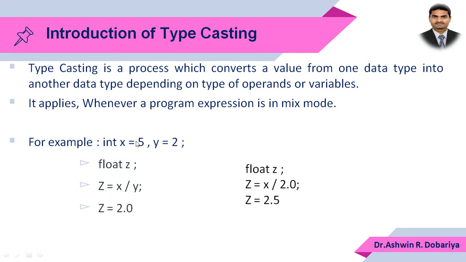Now x value is 5 upon 2. So as per mathematics, we know what the output is: 2.5, right? 2.5. But actually here x is an integer, y is also an integer. So if you perform arithmetic operations on integer operands, if all operands are integers, then the output will also be an integer. So out of 2.5, it will ignore 0.5. So actually it happens like that.